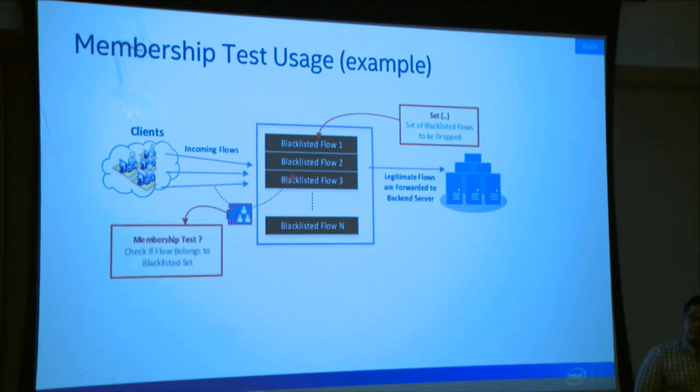We call the way that you are querying this set a membership test, which is: I have an incoming flow, and I'm querying whether I'm a member in this set or not. So this is checking whether this flow is one of the millions of flows in this list or not.